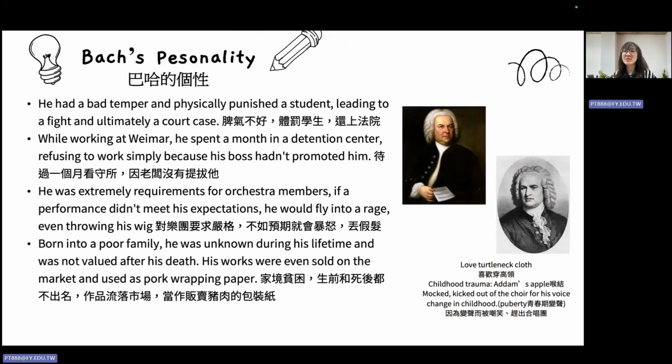And you can see the picture on your right side. If you check Bach's portraits, you can find that in all of them, Bach loved wearing turtleneck clothes. 他特别喜欢穿高领。This has some reason, okay? It's because of his childhood trauma. He has this Adam's apple, so his friends bullied and mocked him. And this is also the reason why he was kicked out of the choir, because he had puberty. Puberty 就是变声, so his voice changed when he reached his teenage years.